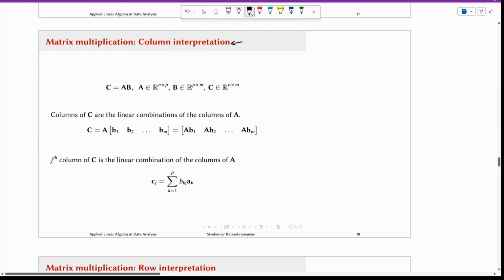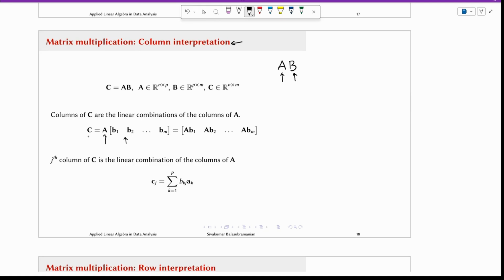In the column view, we have the matrix A, B, right? We keep A as it is, okay? But we represent B as a block row, or we represent B in terms of its columns. Okay, that's what I've written here. I keep A as it is, and I express B in terms of its columns.